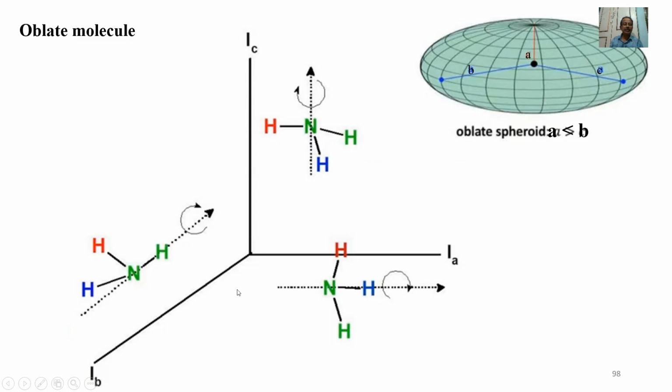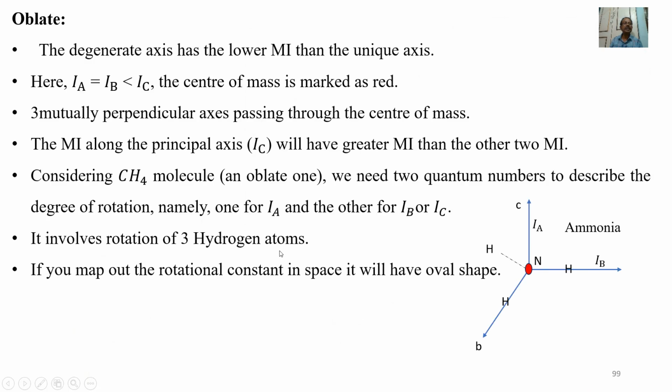The moment of inertia: the degenerate axis has a lower moment of inertia than the unique axis. Here IA equals IB less than IC. The center of mass is marked as red. Three mutually perpendicular axes pass through the center of mass. The moment of inertia along the principal axis IC will be greater than the other two moments of inertia.